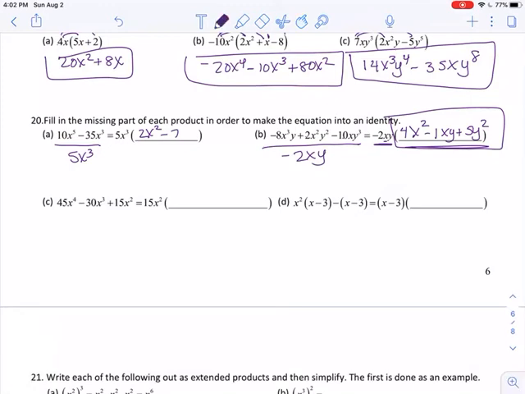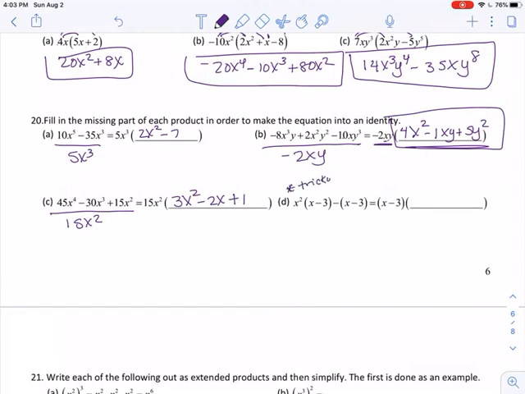Same thing here. I'm going to take this 45x to the fourth minus 30x to the third plus 15x squared and divide it by 15x squared. So 45 divided by 15 is 3. And again, I subtract those exponents. So I'll be left with 3x squared. Negative 30 divided by 15 is negative 2. Subtract those exponents. And 15x squared divided by 15x squared, they actually cancel, but you do need that 1. So something divided by itself is equal to 1.